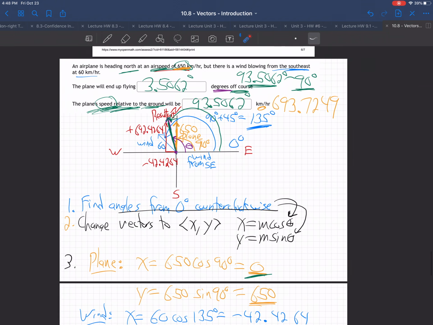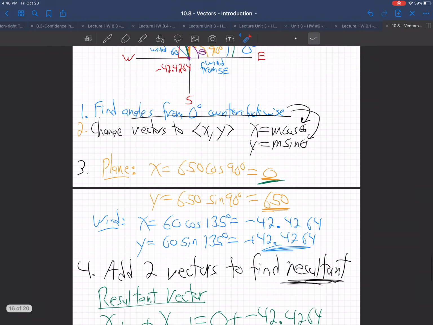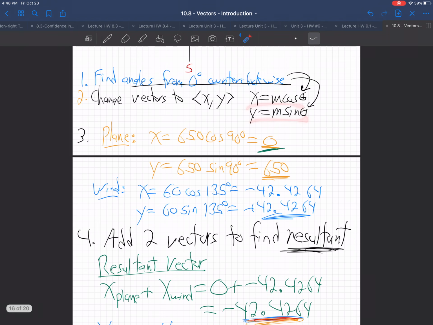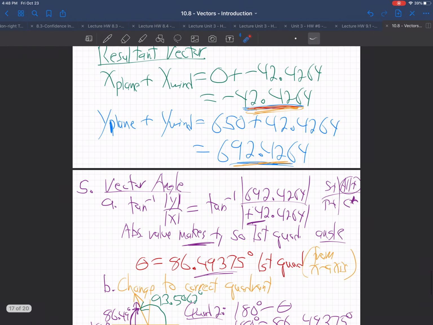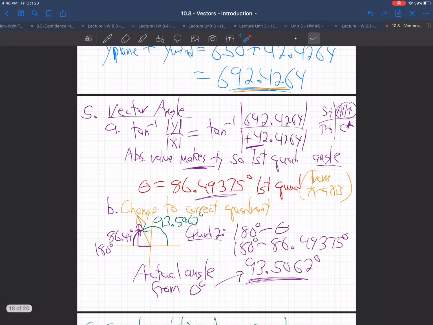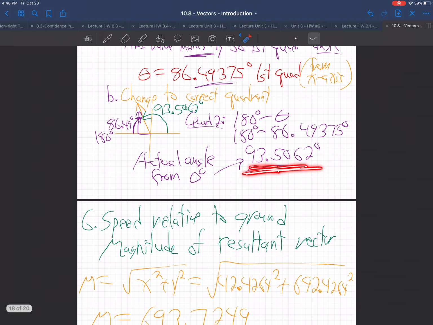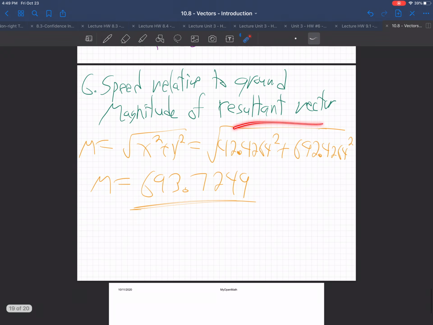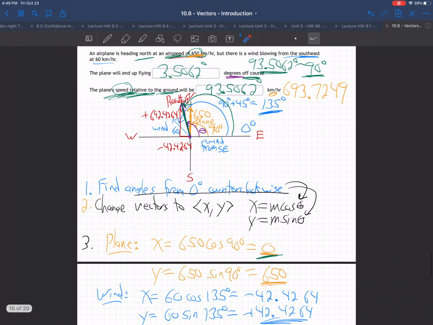It's all about taking those two vectors, writing them from 0 degrees, and then changing them with x equals m cos theta, y equals m sin theta to x and y vectors, adding them up to get the resultant vector, and then from the resultant vector, we got to find the vector angle, which is always hard to do. That's tangent inverse of absolute value, and then change it to the right quadrant. That was a big pain. And then 93 is what came out, and then we had to subtract the 90 because they asked for off course. And then finally, speed relative to the ground, that's the resultant vector, square root of x squared plus y squared. Tough problem. Make sure you can do it. Very important.